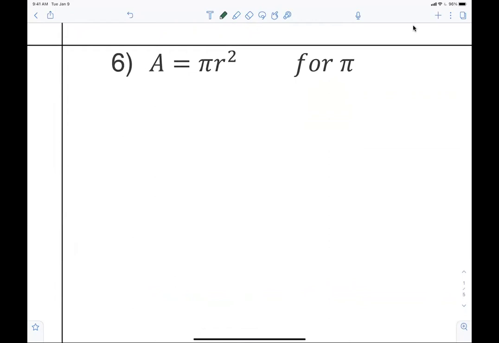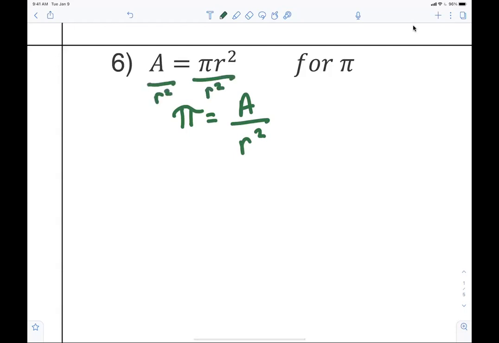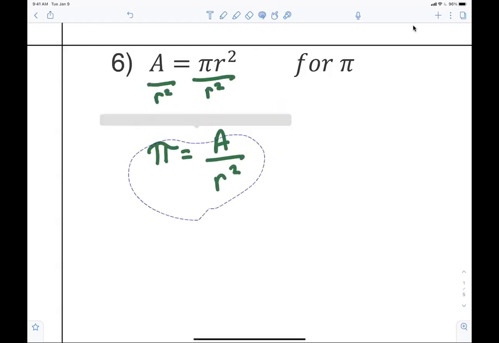So the area of a circle is pi r squared. So what does pi actually equal? Nope, it does not. What does pi equal? Yes, what, Ashley? Yes, you can define pi as the area of a circle divided by its radius squared. All I did was divide by r squared. That isolated the pi. So pi is A divided by r squared. Is that a little better?